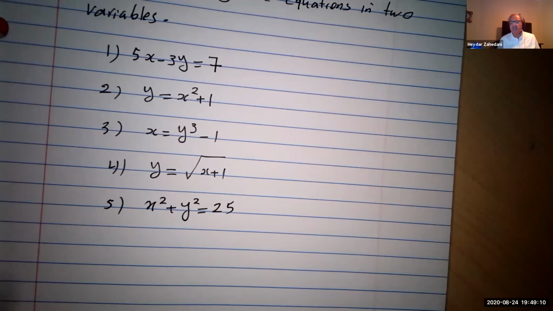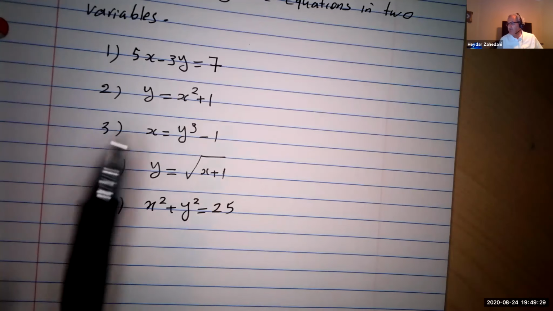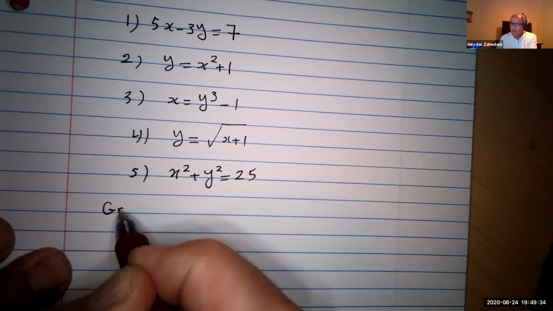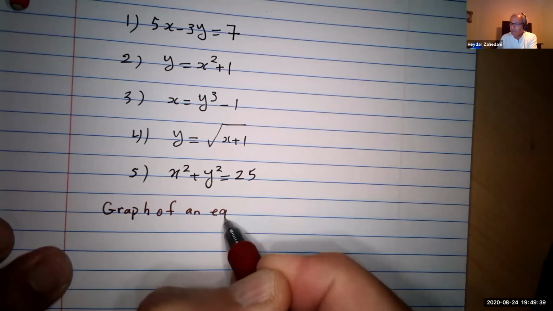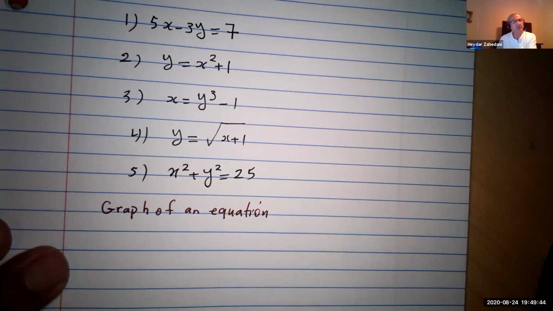Okay, you are familiar with some of them. You know that this is the equation of a line. This is a kind of parabola, but no names for the time being. So these are equations in 2 variables. If you want to talk about the graph of an equation, what is the graph of an equation? Again, we avoid the notion of a function because we don't know it yet.